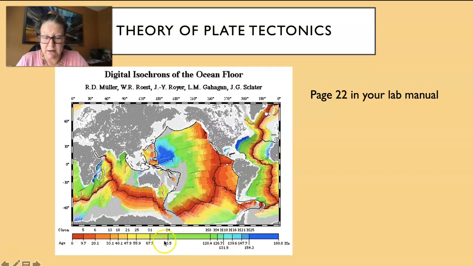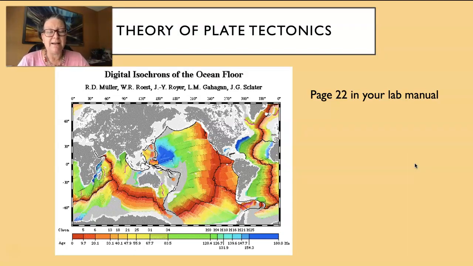This period right here is actually called the Cretaceous long normal. It's a time period that lasted 40 million years where the ocean crust recorded normal polarity. There were no reversals. Again, we don't know why reversals occur, and they seem to occur randomly. There doesn't seem to be a pattern. But that's what you're seeing here. You're seeing the age of the ocean crust based on the magnetic polarity within the seafloor. And so this is really, really strong evidence of seafloor spreading.